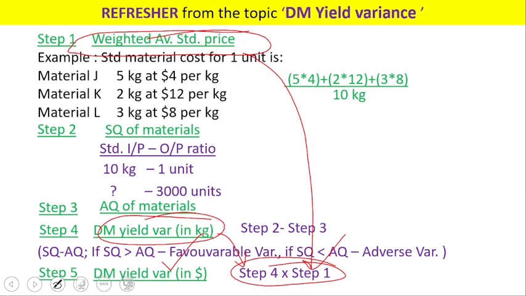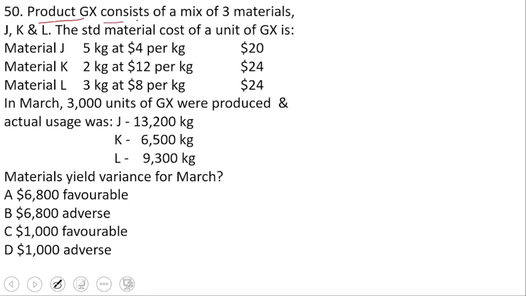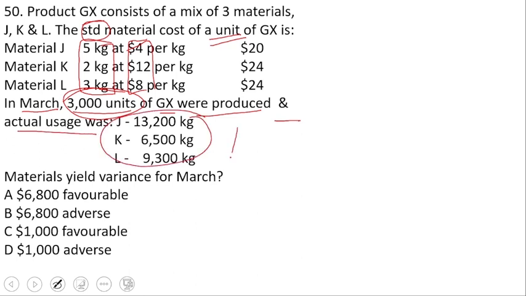Now let's tackle the question. Question number 50. Product GX consists of a mix of three materials J, K and L. The standard material cost of a unit of GX is given. So what is shown below are the standards. This is the standard quantity of materials required for 1 unit, and this is the standard price of each material. In March, 3000 units of GX were produced. So this is the output, and the actual usage was, so this is the actual quantity of raw materials used. Material yield variance for March.